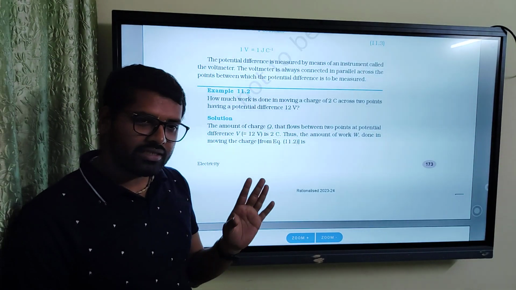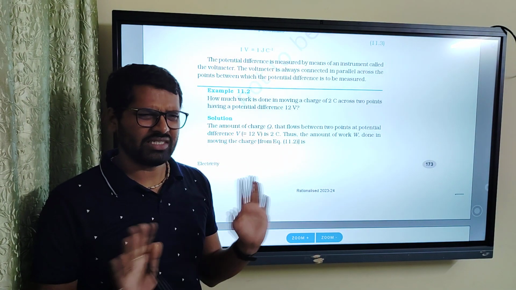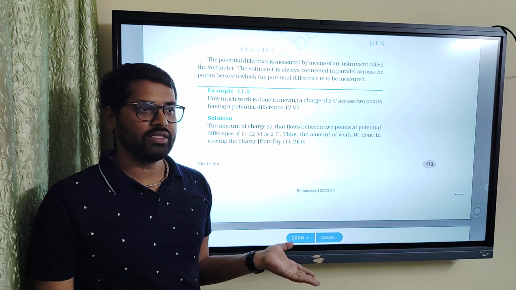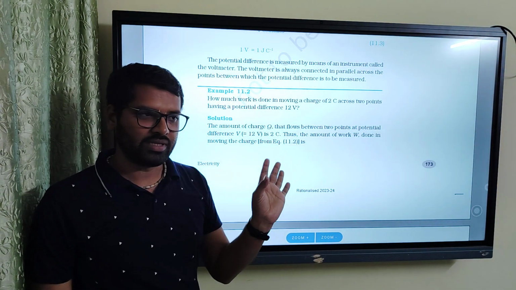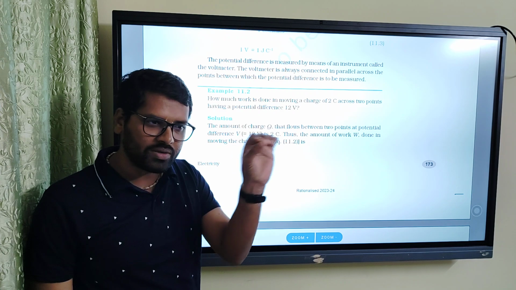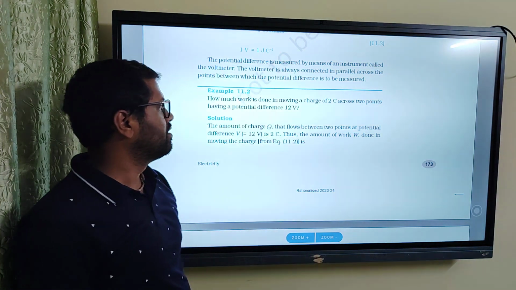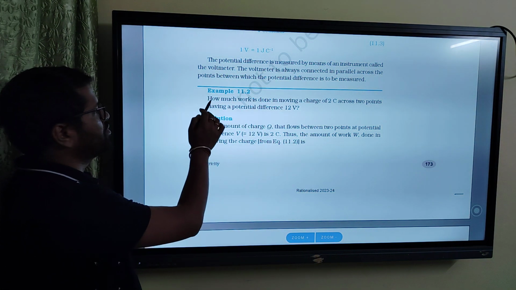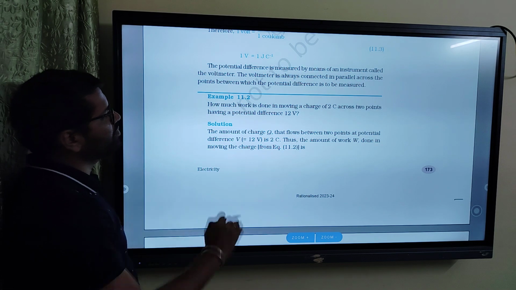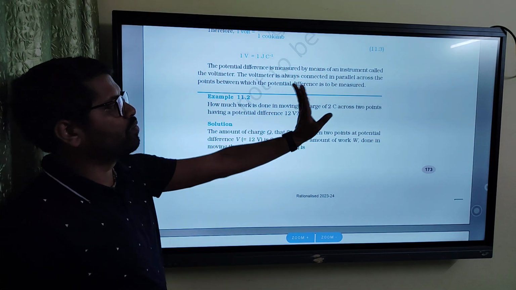Now coming to the question. See, this chapter is very simple. I don't know why students feel it is difficult, but it's very simple. Just a small formula, concept and numericals. You see this question. How much work is done in moving a charge of 2 coulomb?